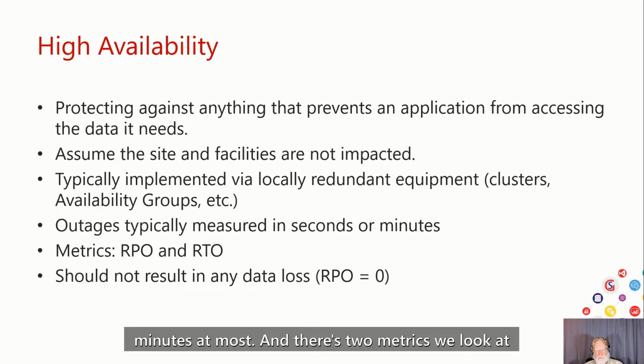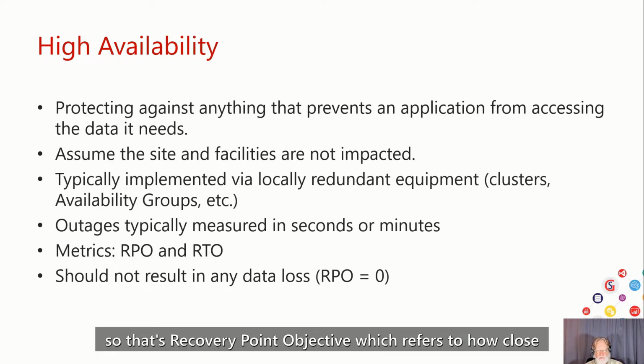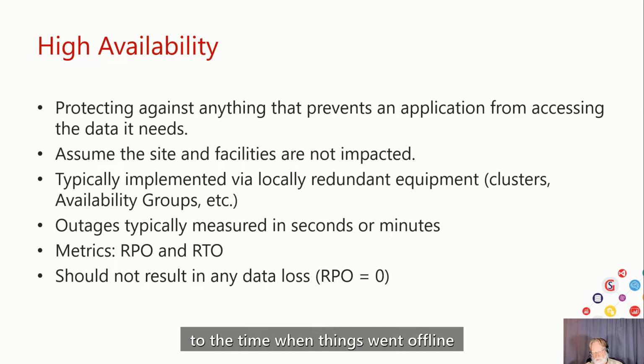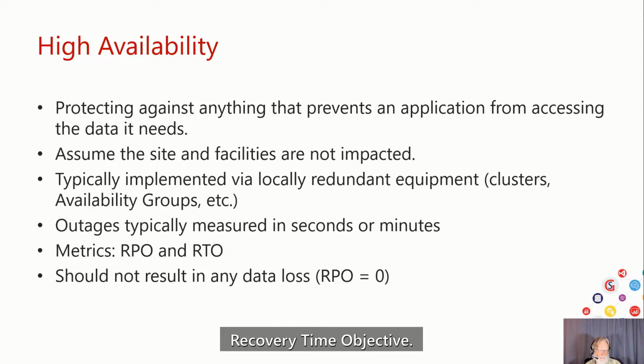And there's two metrics we look at, RPO and RTO. So that's recovery point objective, which refers to how close to the time when things went offline can you get back to. So RPO has to do with data loss. So if you recover to a point that's 10 minutes before the outage, you just lost 10 minutes of data. That's pretty bad. Ideally you're shooting for an RPO of 0. So your HA system shouldn't result in any downtime.